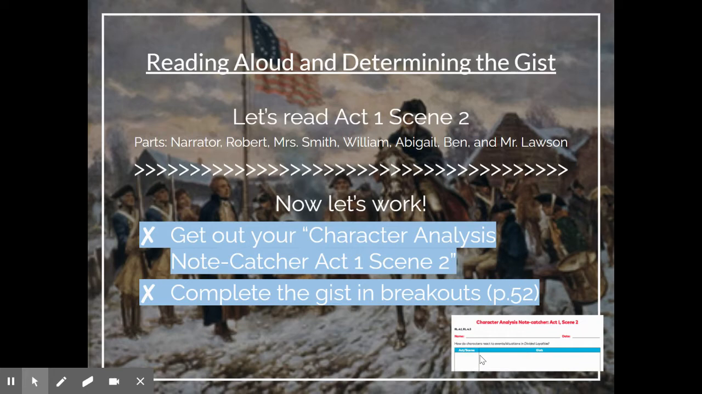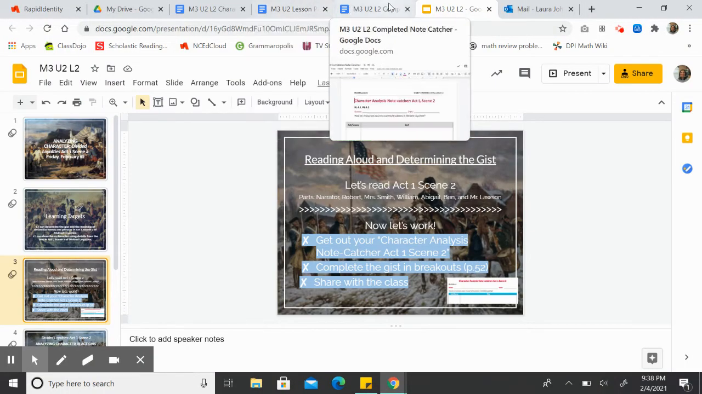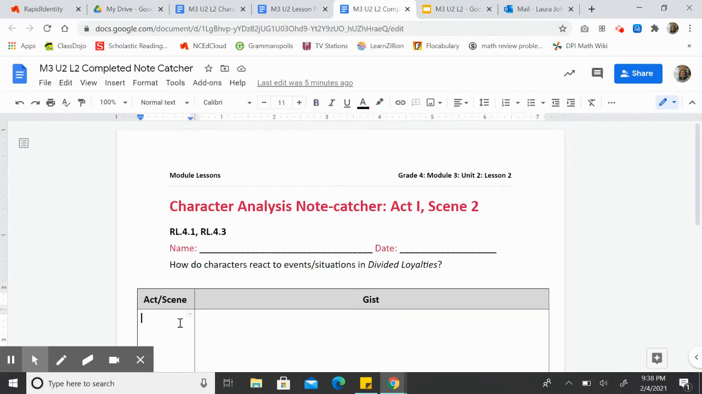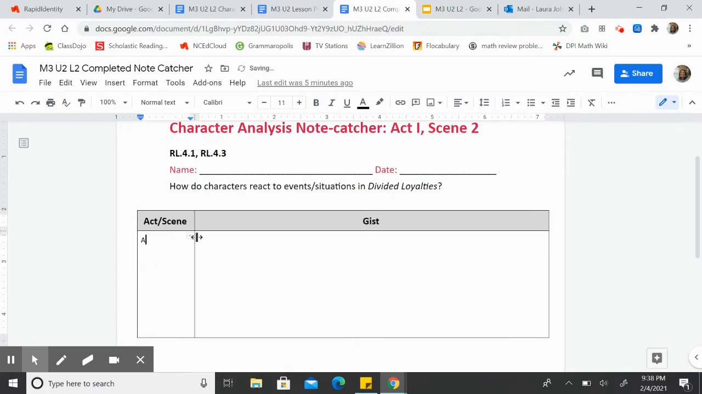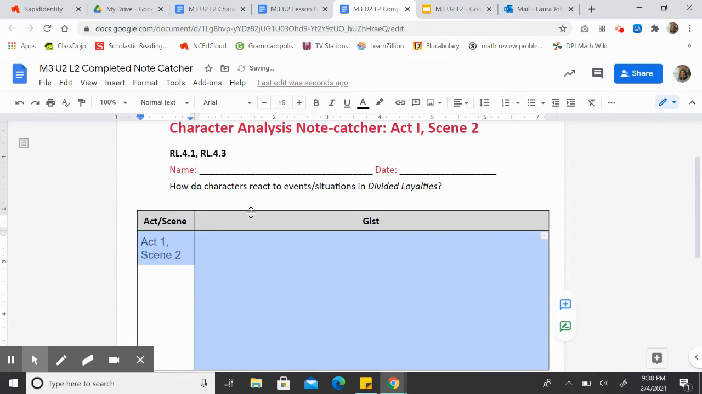Okay, so what was Act 1, Scene 2 about? And we're going to discuss it in class. So let's go on. We're going to fill that out now. Okay, so we're going to make sure we record it correctly. Act 1, Scene 2. Okay, so the question is, what is the gist for Act 1, Scene 2? Sorry, I'm picky here about how I like things.